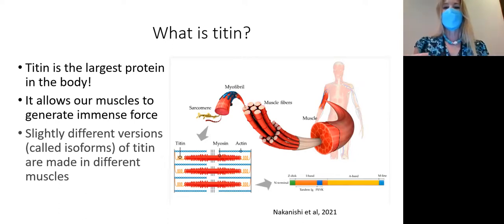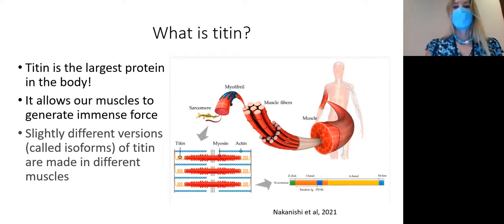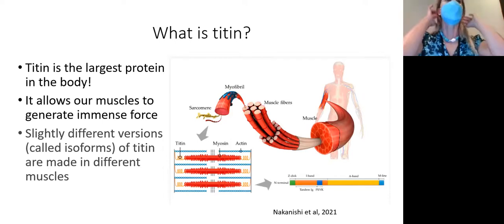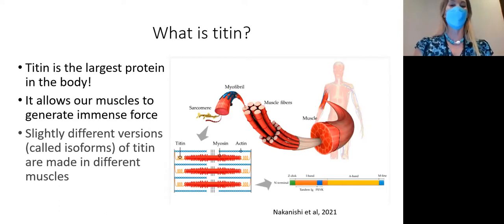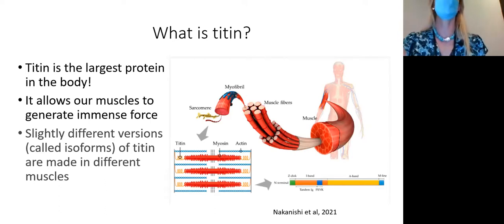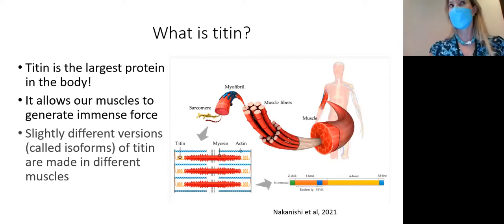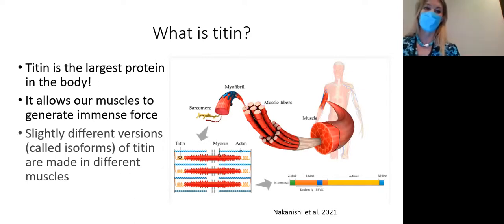And this titin protein is wound up with other muscle proteins, including actin and myosin, in these very tight, springy structures that exist in our muscle fibers that allow our muscle fibers to expand and contract at will, and do so repeatedly over the long course of our life, both in our skeletal muscles and in our heart.